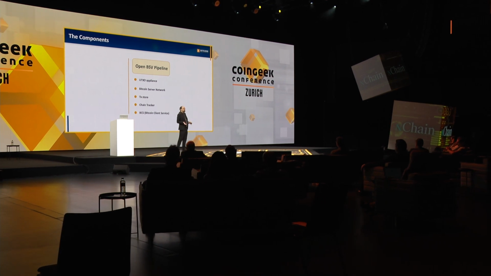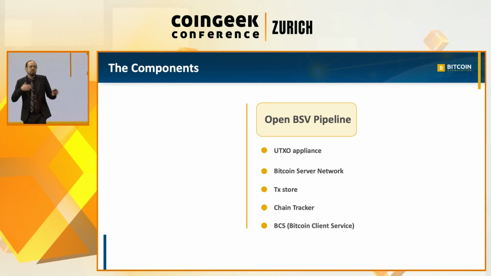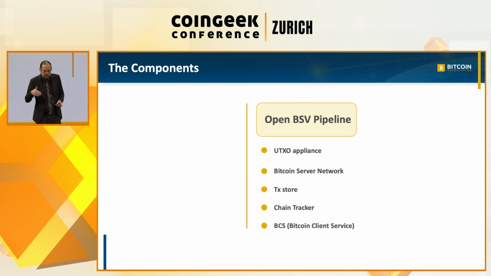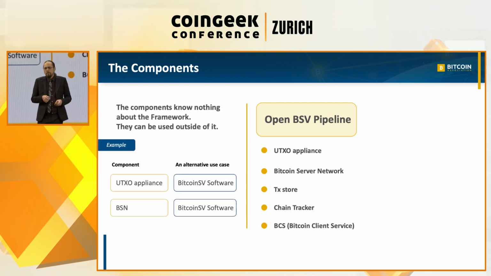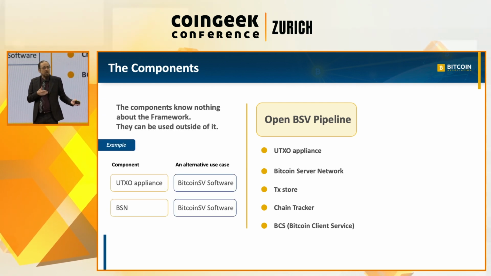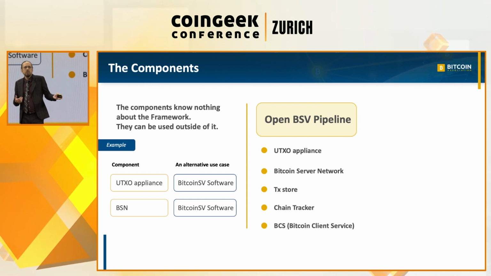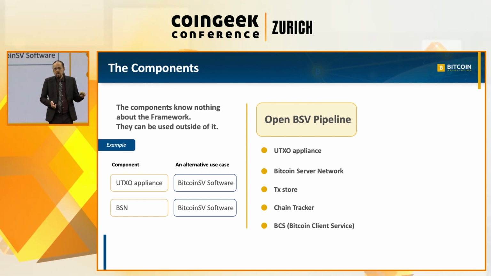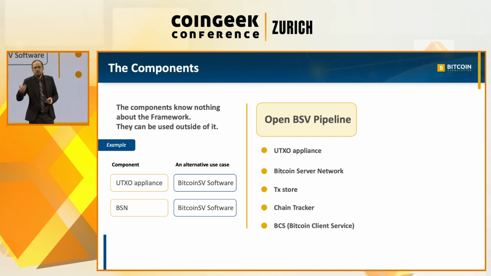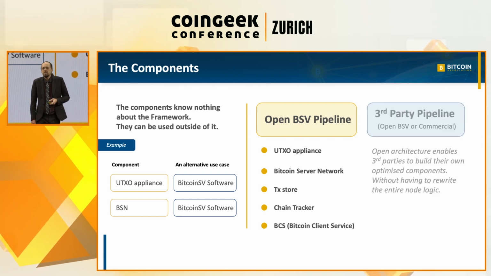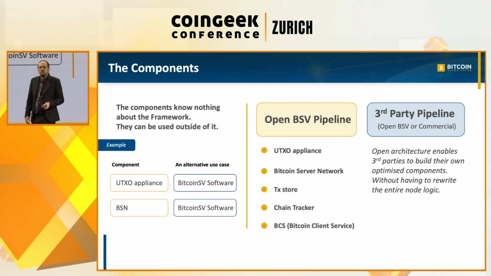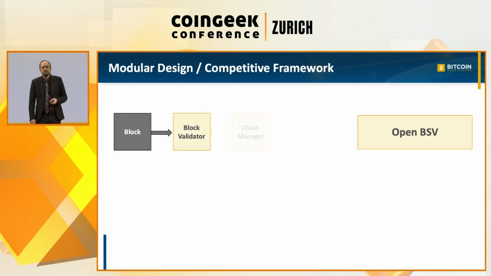Components, these are just some of the components that we're going to build, that we have built into the Open Framework. The components can be used in other contexts. One way we might do that is putting a UTXO appliance into the existing Bitcoin SV software to boost its capacity and give it a longer lifespan. And of course, the components are also able to be built by third parties as well.